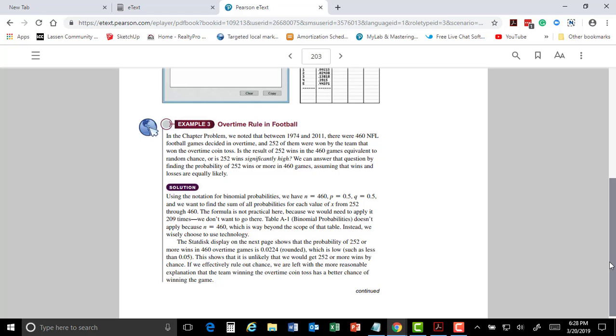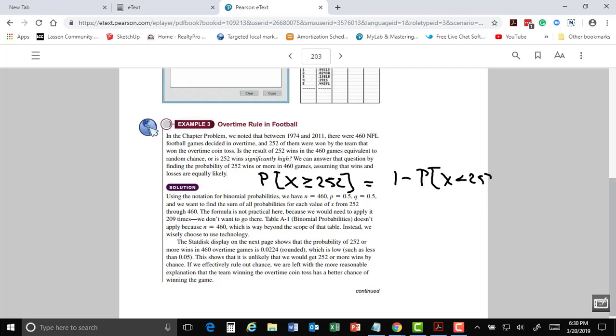Find the probability of 252 wins or more. I want you to understand what this is asking for. We can answer this question by finding the probability of 252 wins or more. So I'm asking, what is the probability that X is greater than or equal to 252? It might be easier to say that's equal to 1 minus the probability of X being less than 252. It might be easier to calculate this and subtract it from 1. Yes or no?